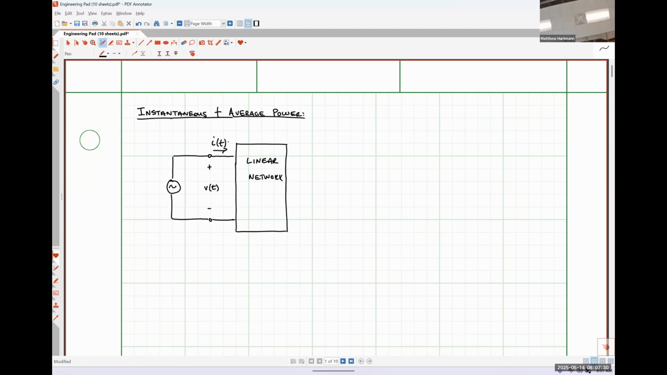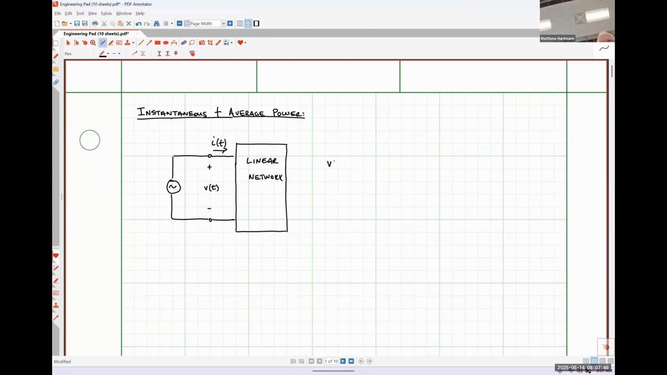So I want you to notice that I've drawn V and I in such a way that our network is assumed to be absorbing power. Transversely, this is the same thing as our source supplying power, okay?